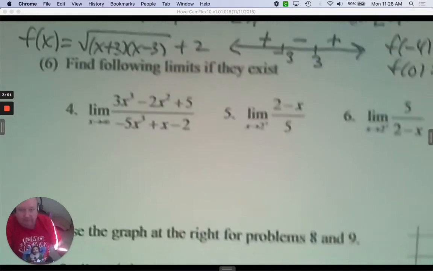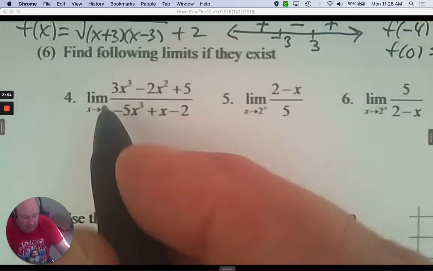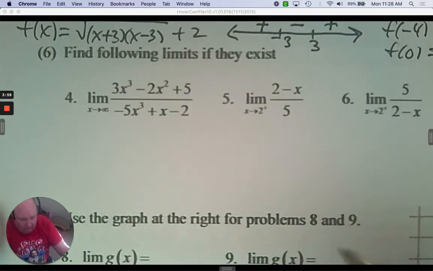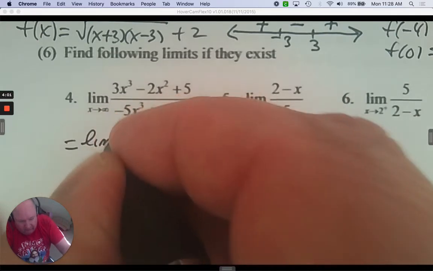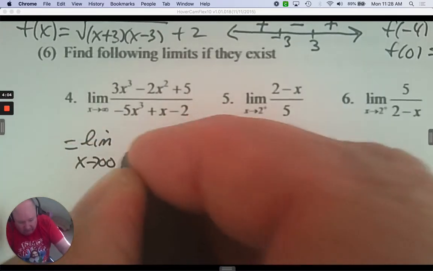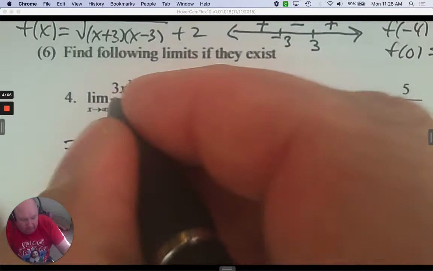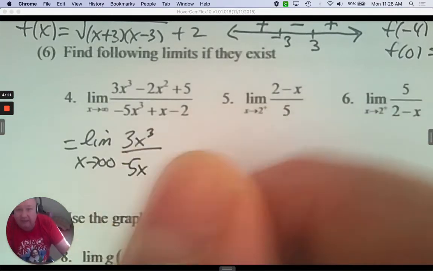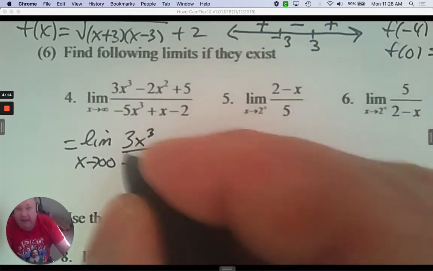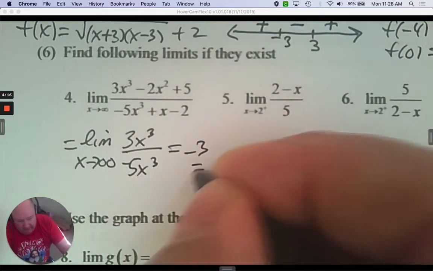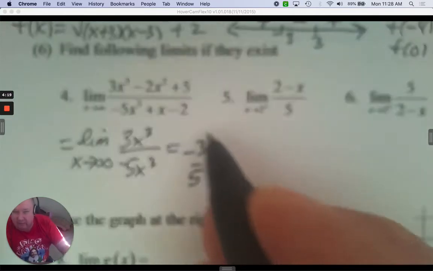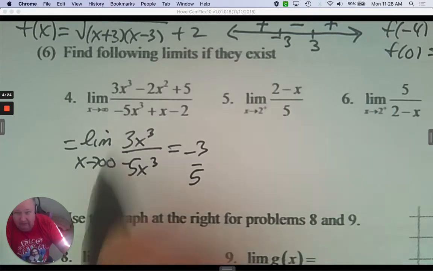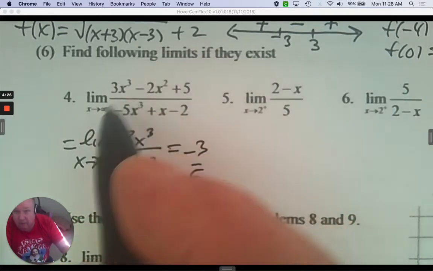Number 4, can you evaluate a limit? What's the limit as x approaches infinity? This is a right-end behavior question. So to understand it, you can find the limit of the power over the power. So on top, the most powerful term is 3x cubed. On the bottom, the most powerful term is -5x cubed. The x cubes divide out, and you could see that it's approaching -3/5. So when it's approaching infinity or negative infinity, look at the power term over the power term to get your answer.